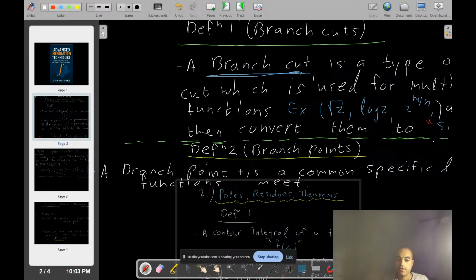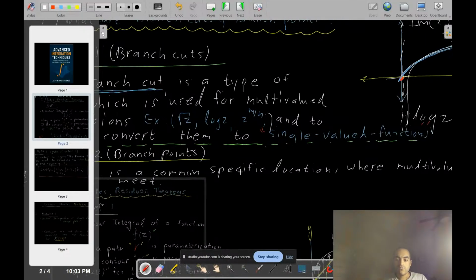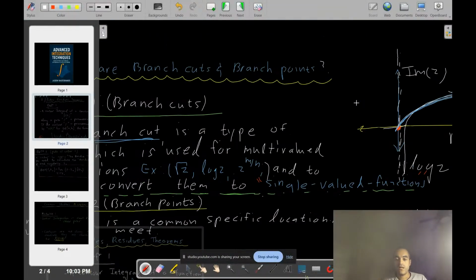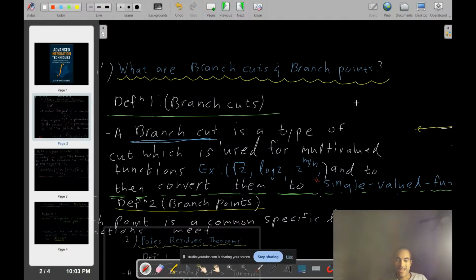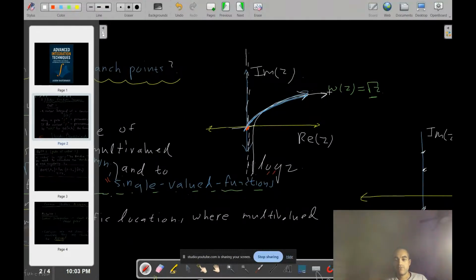So a branch point is a common, specific location where multi-valued functions meet. If you have multiple branch cuts, let's say you had one branch cut, W of Z equals root Z, on the complex plane. And let's say you had, this is a bad example because this is asymptotic, so they're not meeting exactly at this point at 0.